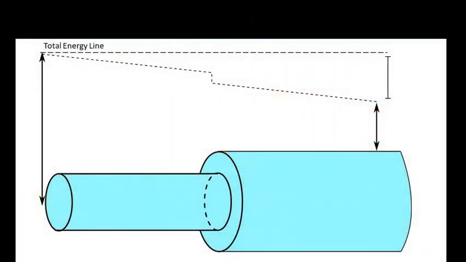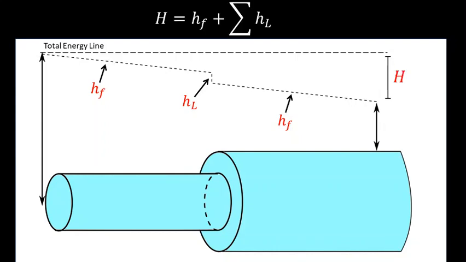It's important to note these losses are called local because they are localized, meaning they occur in one specific location, as opposed to friction losses which occur across long lengths of pipes. We can see this reflected on our energy gradient line, where the friction losses are displayed as gradual linear decreases. The local losses are represented by a sudden drop in energy. And we can now see that our total head loss across this section is simply a sum of all the frictional and local losses.